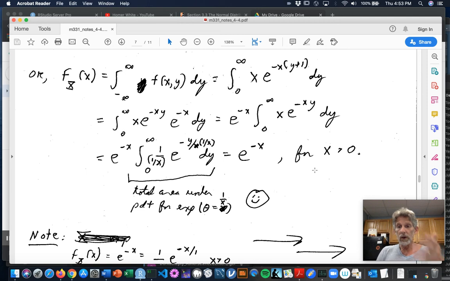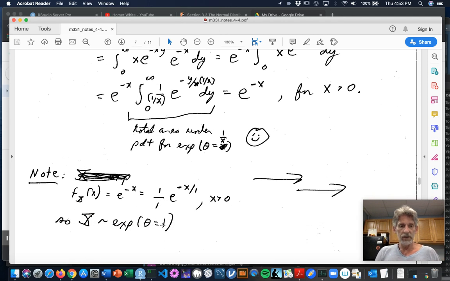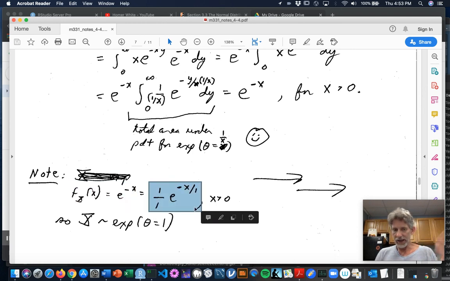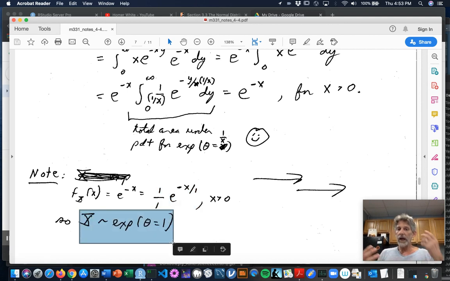So before we go on to get the conditional of y given x, I just want you to notice this PDF, you could rewrite it like that. And then, whoa, x actually is an exponential random variable with theta parameter equal to 1. Woohoo!